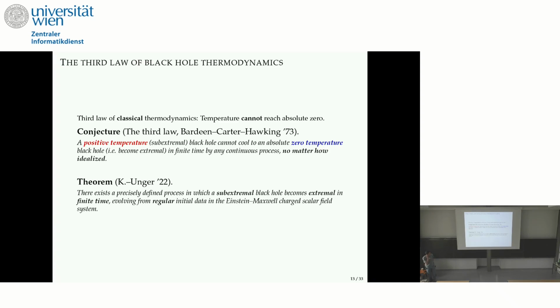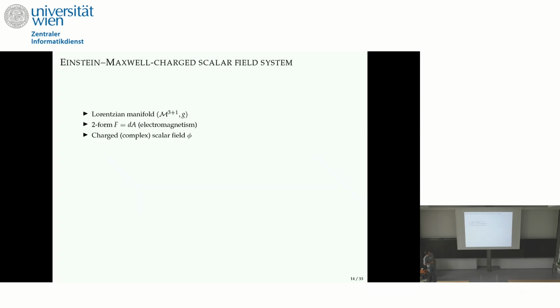And together with Ryan, we proved two years ago that there exists a precisely defined process in which a sub-extremal black hole becomes extremal in finite time, evolving from regular initial data in the Einstein-Maxwell charged scalar field system. In particular, the third law of thermodynamics is false. And the analogy between classical thermodynamics and black hole thermodynamics is not as perfect as Bardeen, Carter, and Hawking had conjectured. So this is proved in the Einstein-Maxwell charged scalar field system.